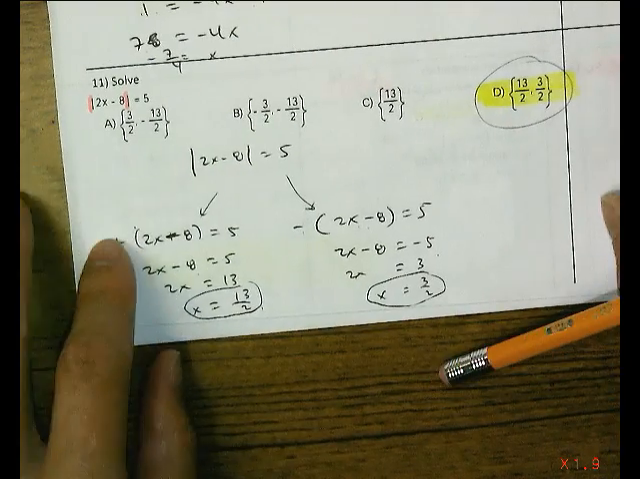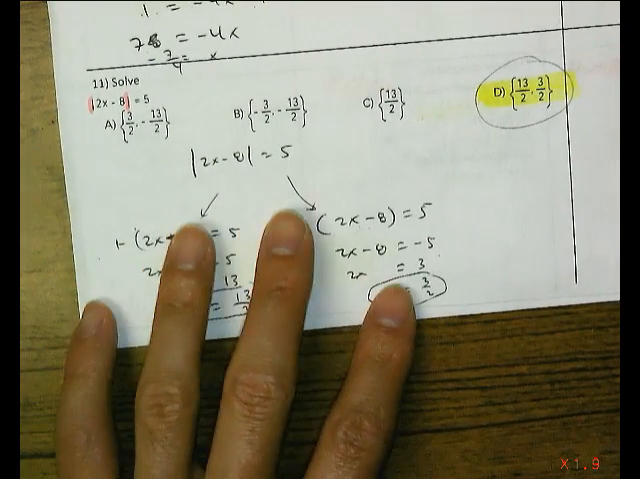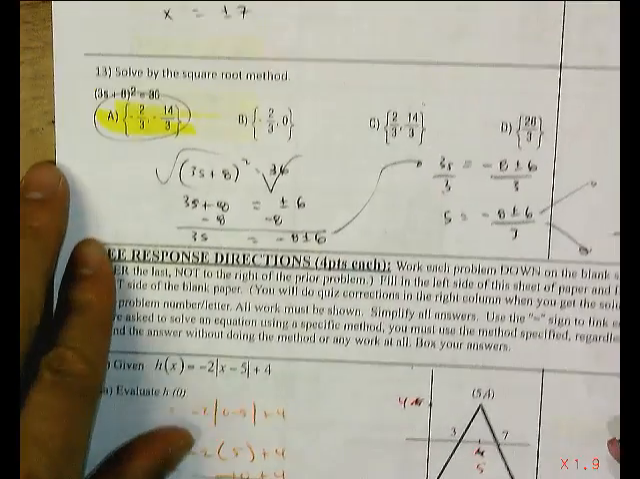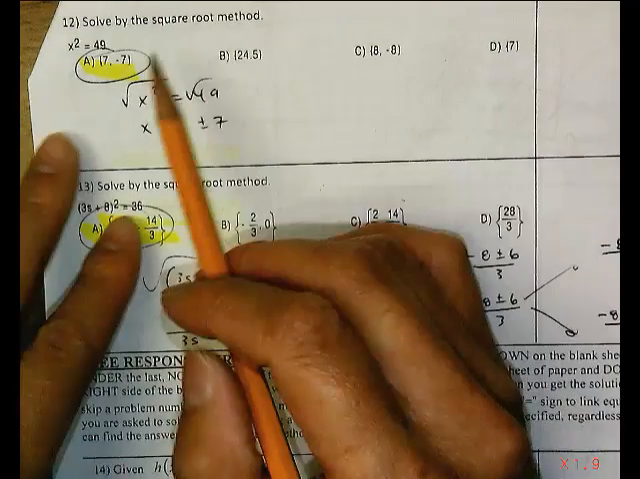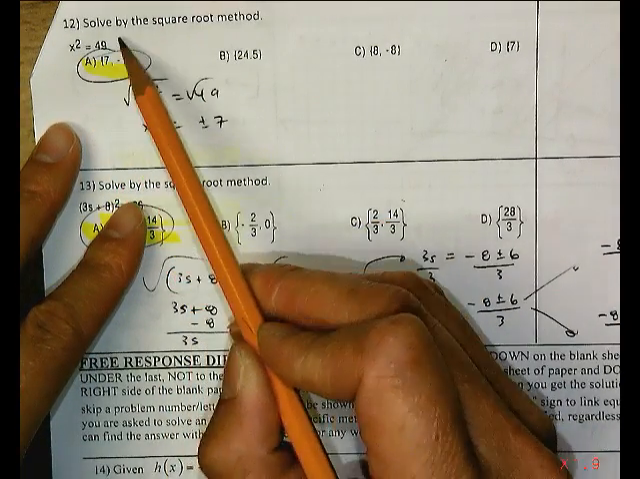Each multiple choice question is worth 2 points, and that page is out of 8. Page 3, number 12. Last week we learned the square root method. So I just take the square root of both sides.